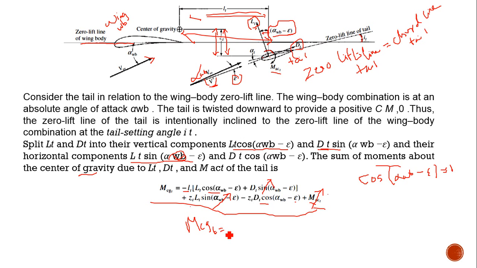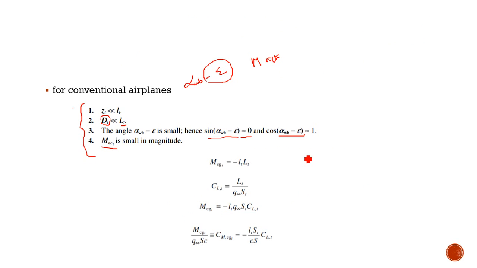So therefore the equation becomes MCGT equal to minus LT into capital LT. So the equation becomes like this. Now we already know the coefficient of lift CLT equal to LT divided by Q infinity S suffix T. So by substituting the value for LT here, the equation becomes MCGT equal to minus capital LT Q infinity ST into CLT.